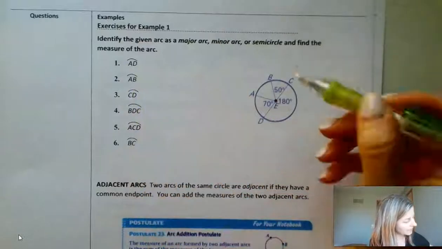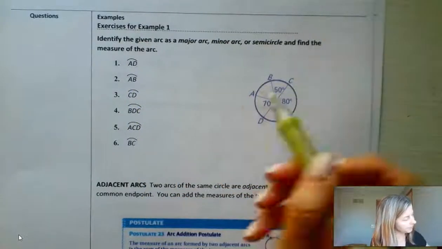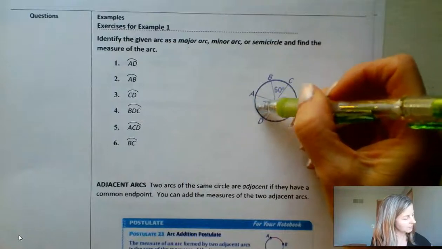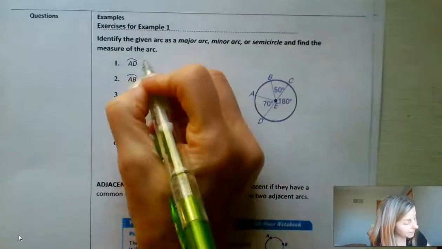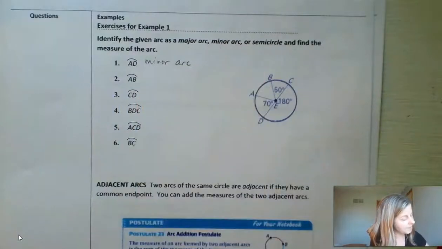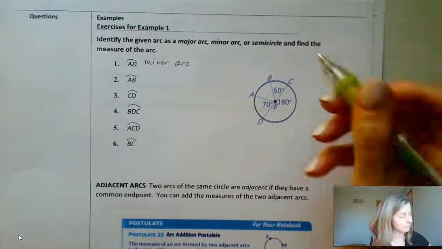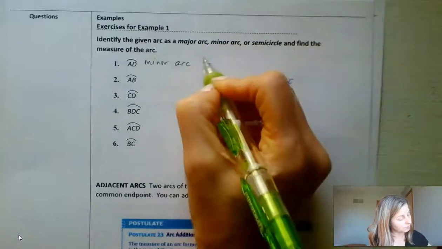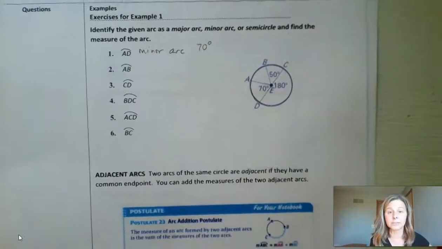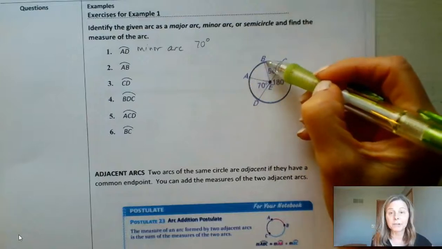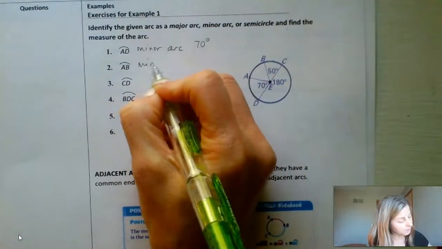So AD, A over to D. Now you're going to do a little vocabulary here. So A over to D is less than halfway around. That is a minor arc. Okay, and then I want the degree amount. So because AD matches the central angle, it is also going to be 70 degrees. Number 2, AB is also less than halfway around. That's another minor arc.